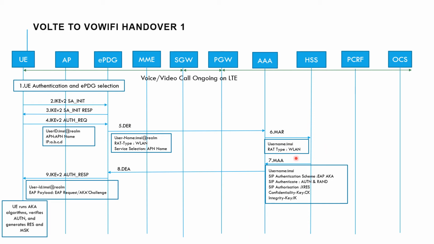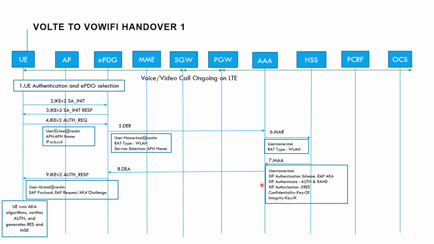Now the HSS has to send the authentication vectors in the MAA message. In the MAA message, the major information elements are the username, which is the IMSI. Then the first information element is the SIP authentication scheme, which is the authentication scheme that is required to be used for the authentication. Here mostly the authentication scheme used is EAP-AKA, which is authentication and key agreement.